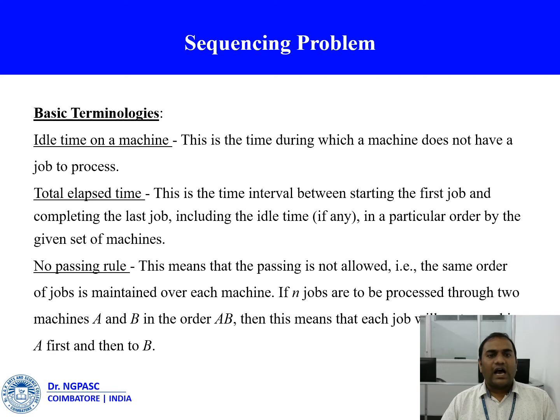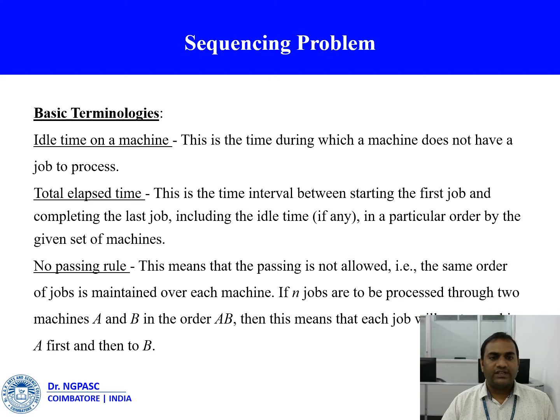Next, idle time on a machine. This is the time duration for which a machine does not have a job to process. Next, total elapsed time. This is the time interval between starting the first job and completing the last job, including idle time if any, in a particular order by the given set of machines.